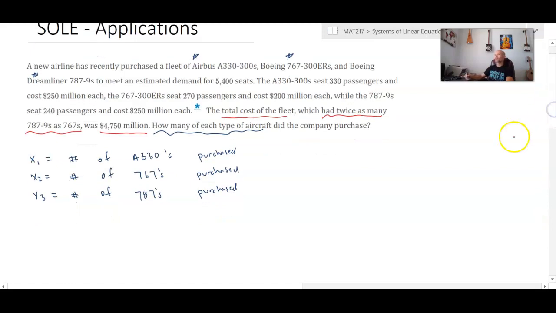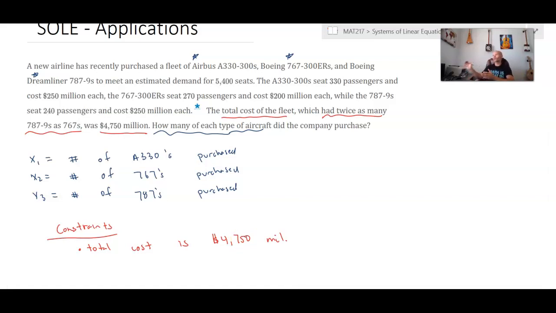All right, so as we go about solving this, we first of all need to convert those constraints. So I'm going to write them out. Our constraints, what is keeping us from purchasing just arbitrarily many of these, is that the total cost is $4,750 million. Now each of these are already in millions, so 4,750 will be what we insert as the total cost. We don't need to write out 4,750,000,000. This is already assumed to be in millions, as are all the costs of each of the planes.